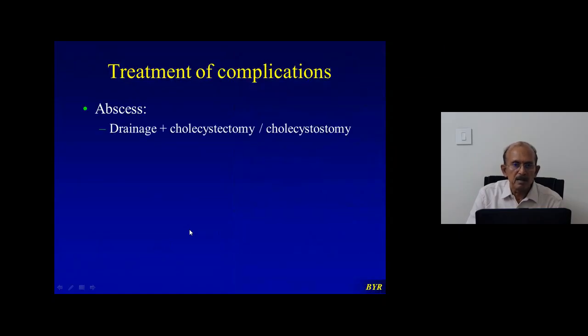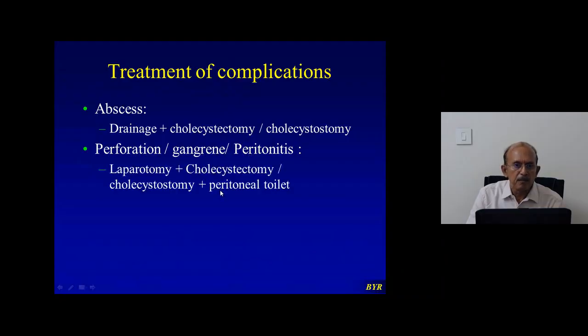Treatment of complications: if there is an abscess, drain the abscess, and do cholecystectomy or cholecystostomy depending upon the condition of the gallbladder and permissibility of the operation. If perforation, gangrene, or peritonitis is there, do laparotomy or laparoscopy, cholecystectomy or cholecystostomy plus peritoneal toilet. That means a peritoneal wash with 2 to 3 liters of Ringer lactate solution.